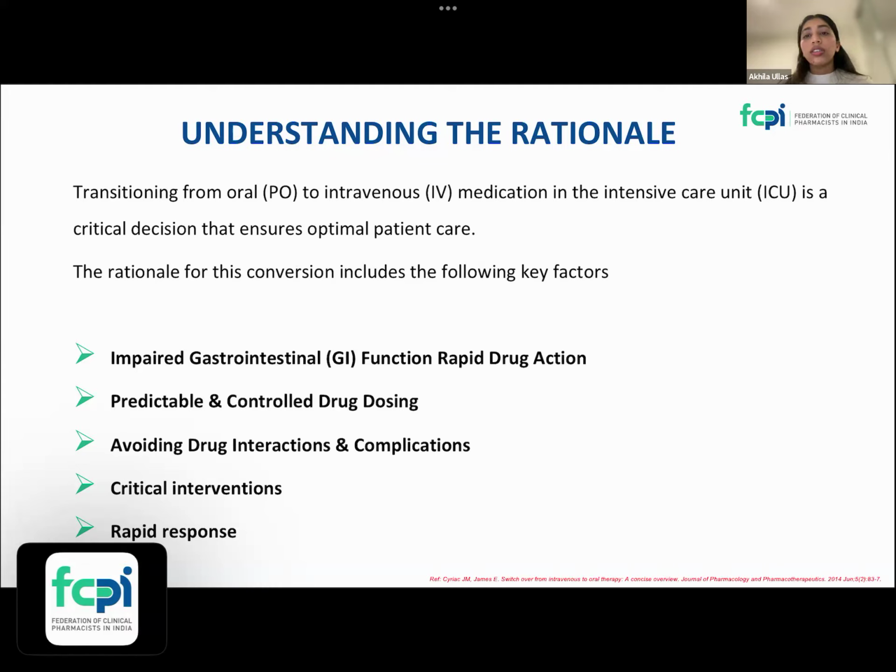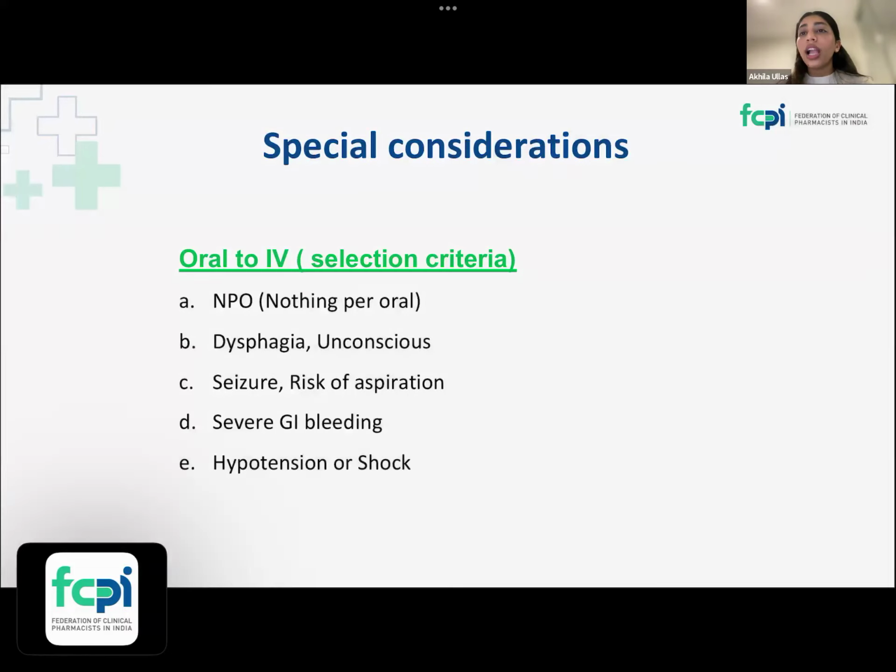IV formulation will give you predictable and controlled drug dosing, and it will reduce drug interactions and other complications also. And for critical intervention and rapid response, you'll get a response within hours or minutes from IV formulations. And special considerations, like if the patient is on NPO, nothing per oral.